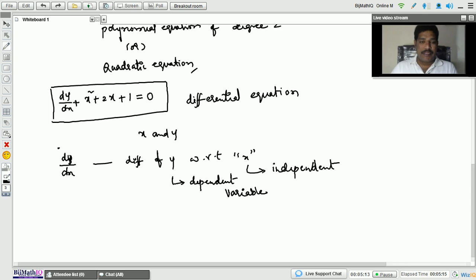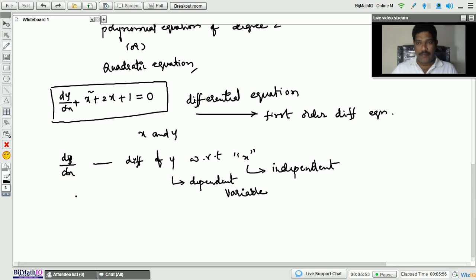Here dy by dx is the first order derivative. So the differential equation involves a first order derivative, and it is called a first order differential equation. If the equation involves a second order or third order derivative, the equations are called second order differential equation or third order differential equation.